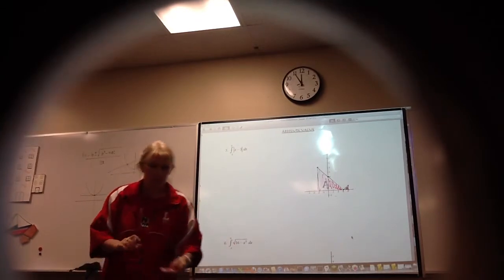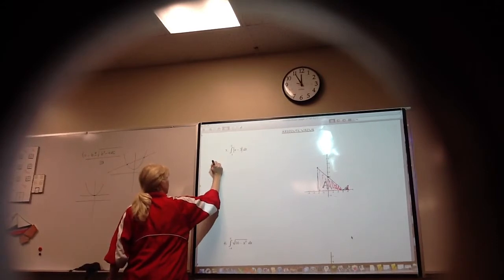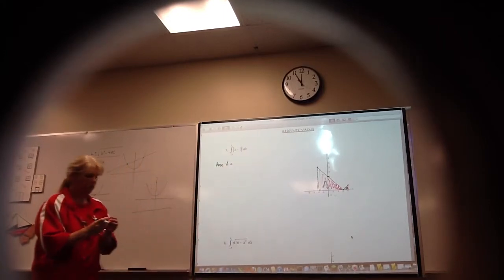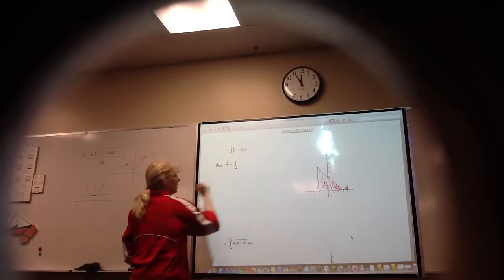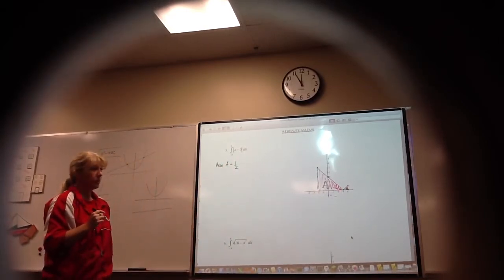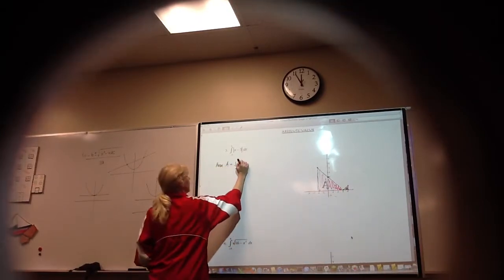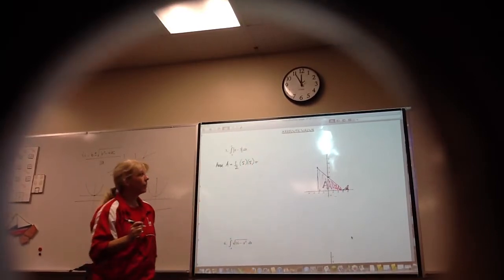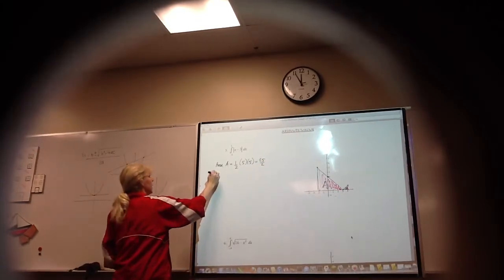Okay? So let's find the area of triangle A. What formula are you going to use for the area of a triangle? 1/2 base times height. Okay, so in this case, it would be 1/2 times what? Distance from here to here. 5 times 5. Okay, what's the area of triangle A? 25 halves. 25/2.